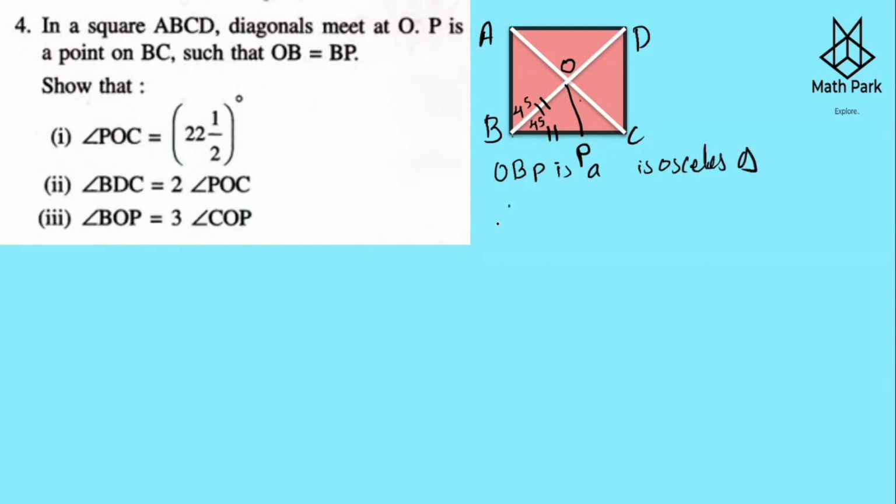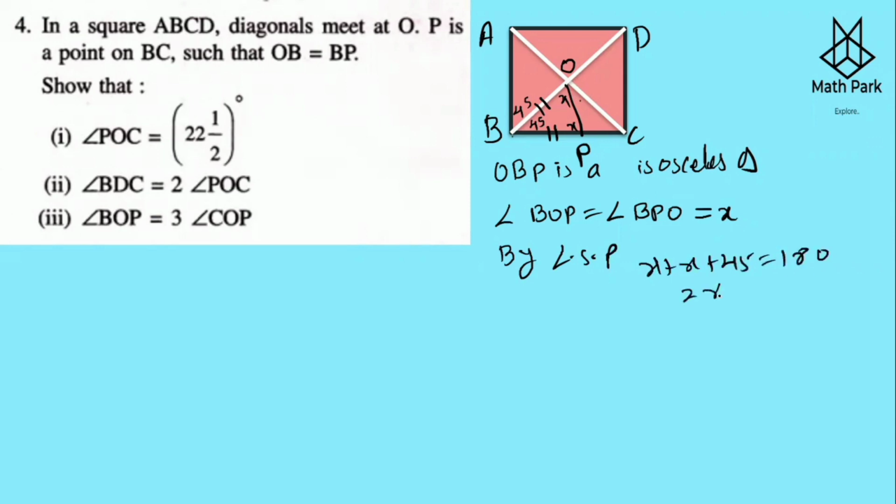So, therefore, we get angle BOP is equal to angle BPO. Let this angle be X. So, by angle sum property for triangle BOP, we get X plus 45 is equal to 180 degrees. So, 2X is equal to 180 minus 45. So, X is equal to 135 divided by 2, which is 67.5 degrees. So, we got this angle X as 67.5 degrees.